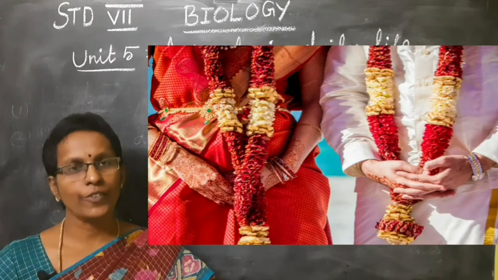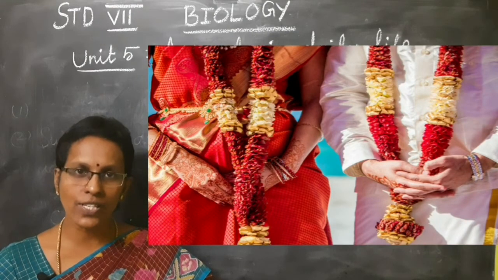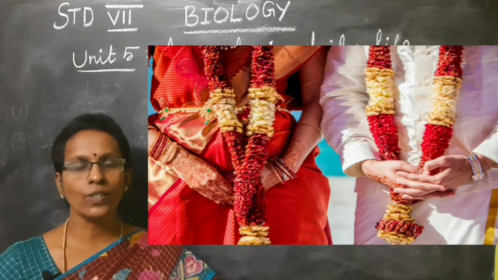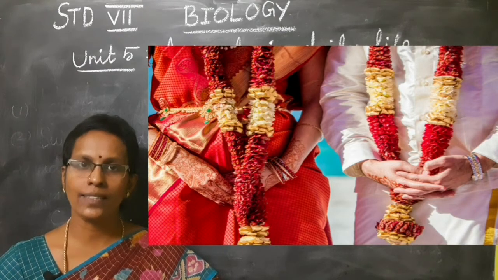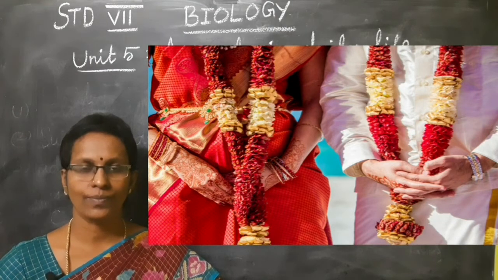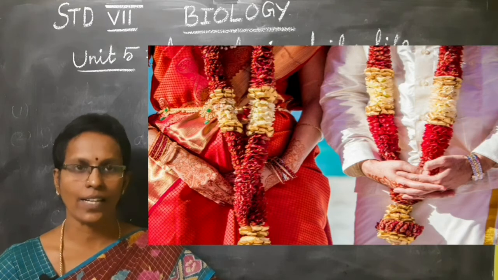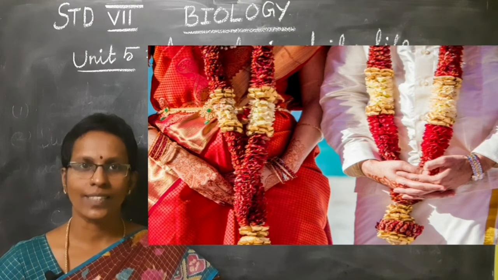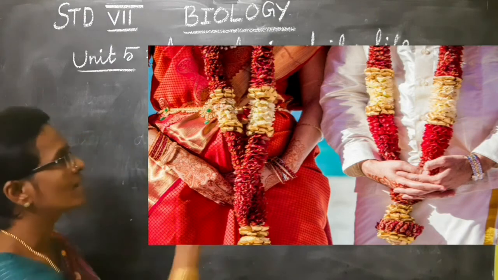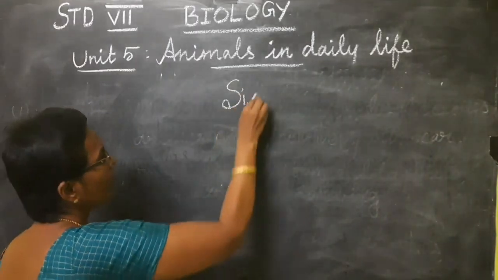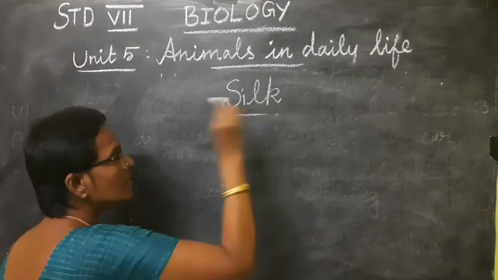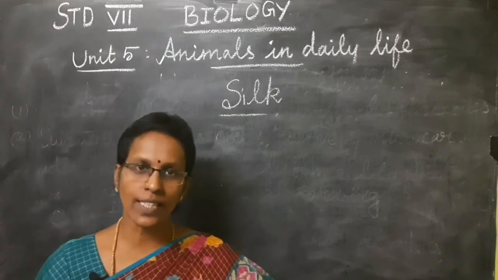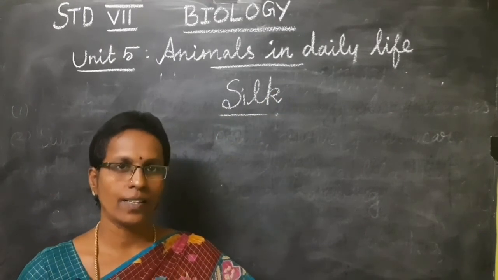Children, have you ever attended a marriage function? What clothes do the bride and the bridegroom wear? Yes, sari and dhotis. What is it made up of? Yes, it is made up of silk. Silk is also one of the animal fibers.